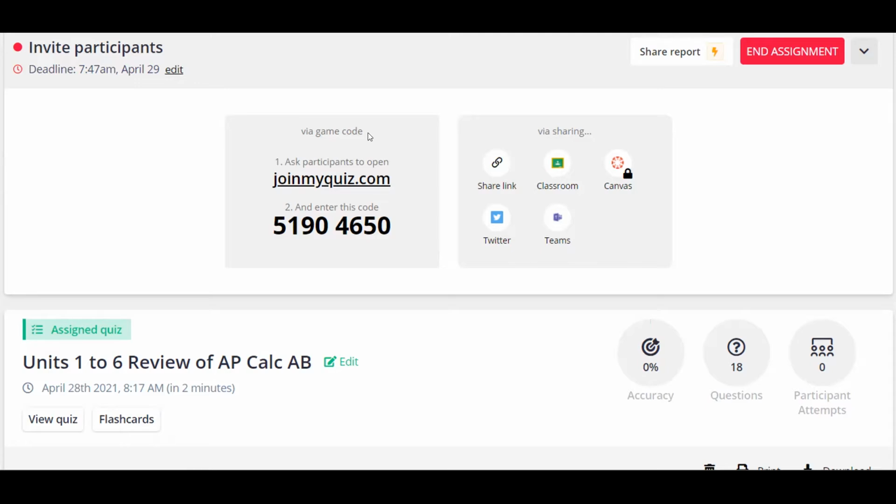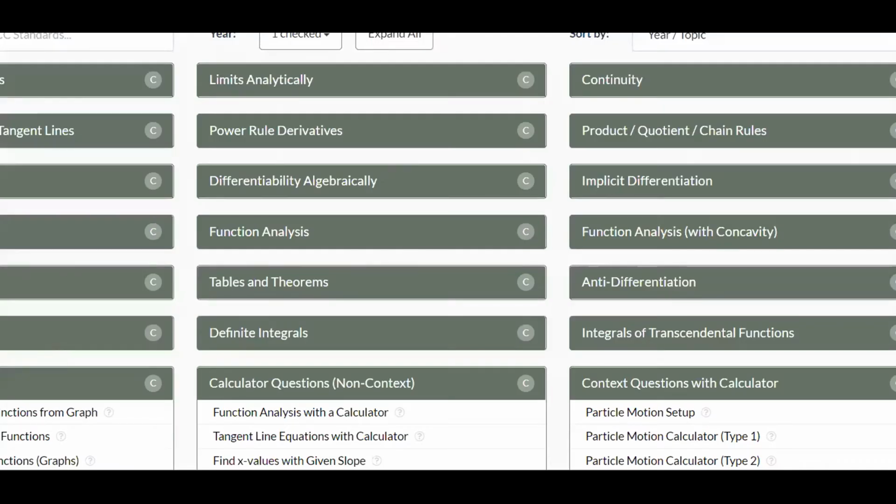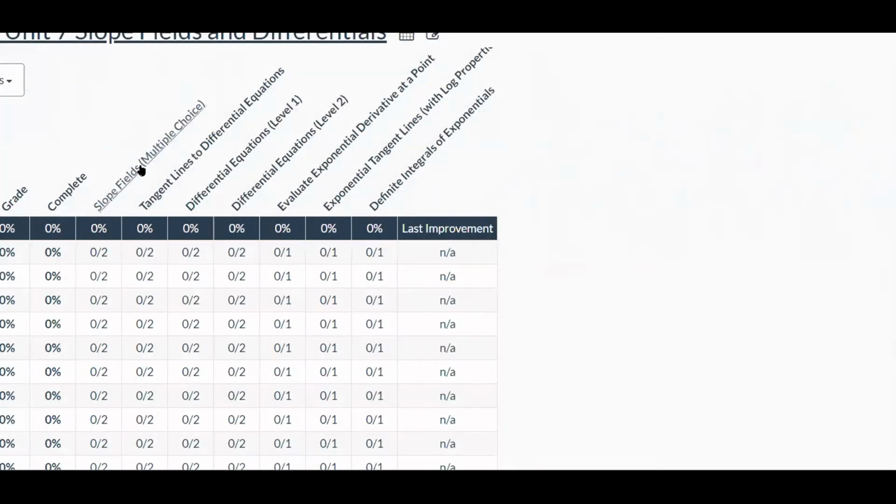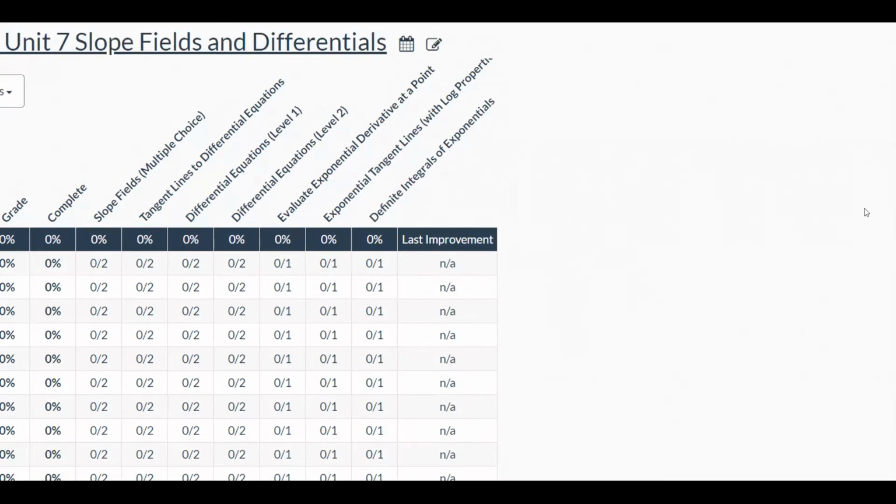Some of them are just general knowledge. Some of them are AP questions. So you have the remainder of class time today to do the quizzes. And then, like I said, there is a new Delta Math assignment out there for you. It's on slope fields. Your questions are going to be on slope fields, tangent lines, differential equations, evaluating exponentials at particular points, tangent lines like we just did in that problem, and definite integrals. So those are our 2 reviews for today.